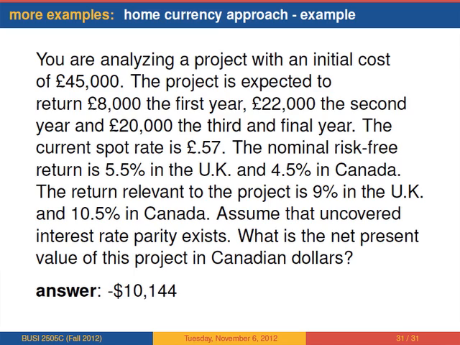So I know that my foreign cash flows are going to be minus 45,000 pounds, and then plus 8,000 pounds, plus 22,000 pounds, plus 20,000 pounds. So first I gotta convert those future cash flows in British pounds into future cash flows in Canadian dollars. To do that, I gotta know what the spot rate's gonna be at each one of those 4 years.